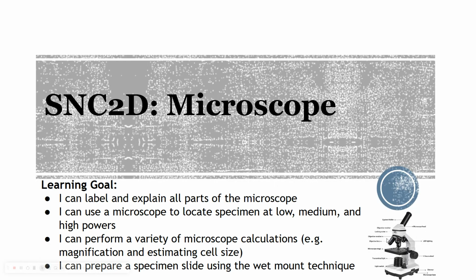By the end of this lesson, you'll be able to label and explain what all the different parts of the microscope do. You'll be able to actually use a microscope to find a specimen at different powers. You'll be able to do some microscope calculations, and you'll be able to prepare your own specimen slide.